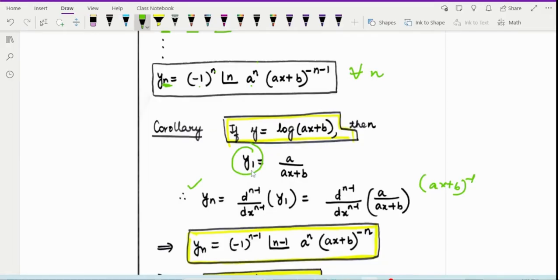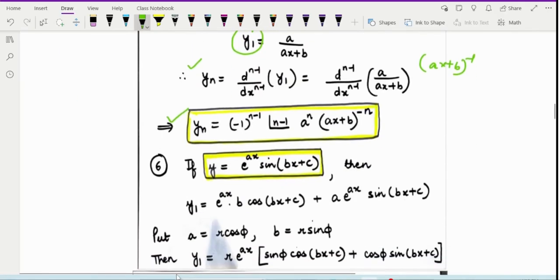If you do it on your own, you'll understand it's nothing. It's a cakewalk, because y1 is already 1 upon ax plus b. A goes out. It's a constant. So you just have to differentiate 1 upon ax plus b n minus 1 times more. So you can use the above formula, replacing n by n minus 1. You're going to get the deduction for the nth order derivative of log ax plus b.